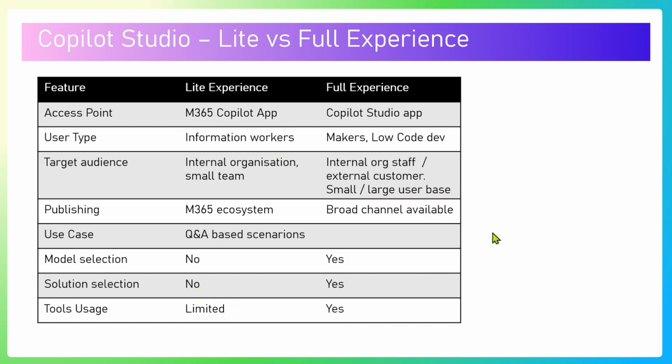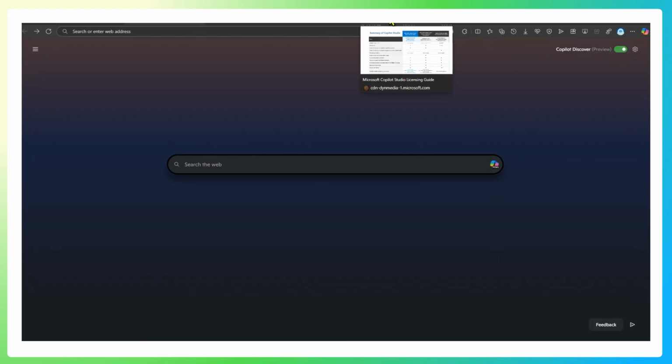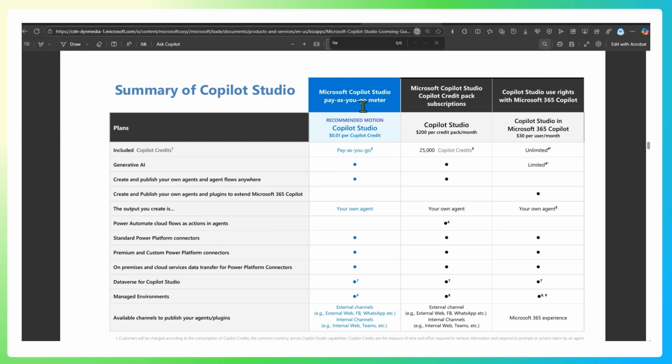Now let's look into some aspects over here. First we'll look into the licensing part. From a Copilot Studio perspective, you get two options: a pay-as-you-go meter and a subscription. And with Copilot Studio use right with Microsoft 365 Copilot, which we are talking about as the light experience, the Copilot credit is basically pay as you go in the pay-as-you-go meter, but you get 25,000 Copilot credits with the Copilot Studio subscription pack. With the Copilot Studio use right, you get unlimited.